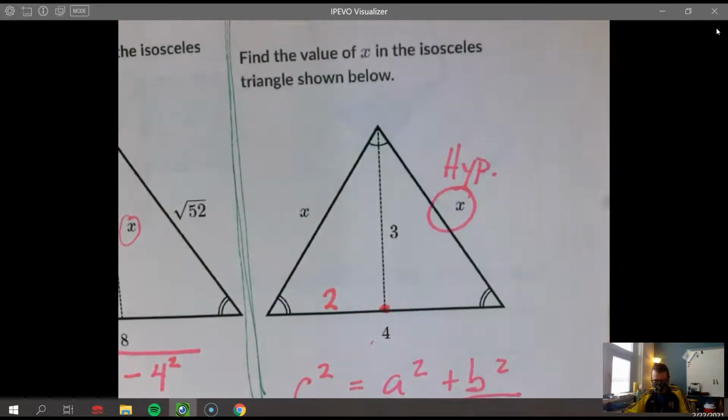So 2 squared plus 3 squared, oh, I can do this in my head. 2 squared is 4, 3 squared is 9, 4 and 9, 13.